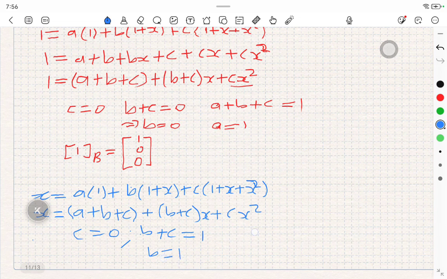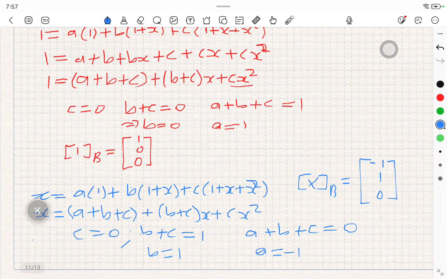Then we come and say a plus b plus c is equal to 0, which is this one. There's no constant that side. And then c is 0, b is 1. So since c is 0 and b is 1, we're going to have a plus 1 is equal to 0, meaning that a is equal to minus 1. Then we got that x relative to B is minus 1, 1, 0. Do you agree here? Do we agree, guys? Yes. So this is what we have.